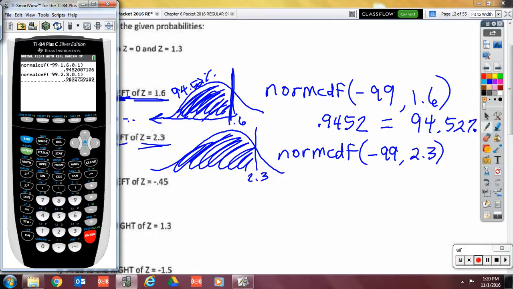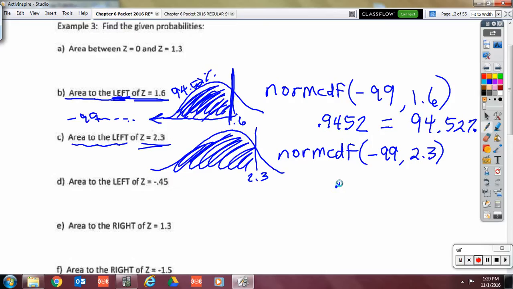So I got 0.9893. So that is 98.93% of the data below that point. So this shaded amount is 98.93% of all the data. I rounded to 3. Oh, but we're going to keep the decimal. Nope, we're going to keep that to 2 decimal places.